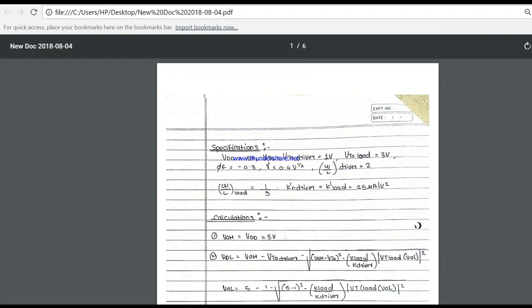Okay, so these are the specifications. That is, VDD equals 5 volt, VT0 equals 1 volt, VT0 of load is -3 volt, phi F is -0.3, gamma is 0.4, W/L of driver is 2, W/L of load is 1/3, K'N of driver and K' of load is equal to 25 microampere per volt squared. On the basis of this, let us calculate the values.